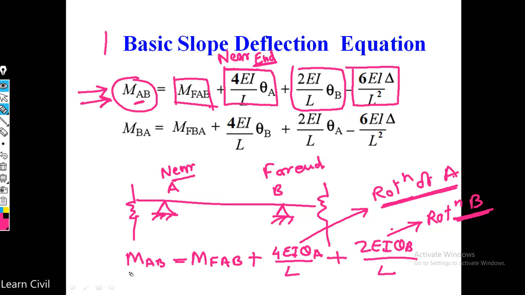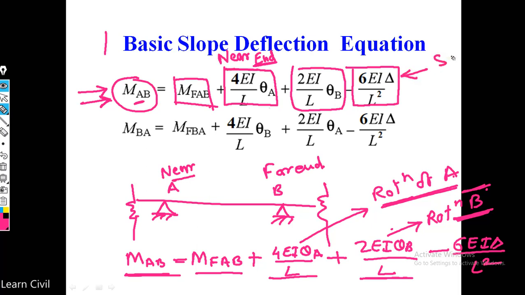So the final end moment AB is the sum of fixed end moment AB plus the moment developed due to rotation of the near end plus the moment developed due to rotation of the far end. This B is the far end. Minus 6 EI delta upon L square, which is the bending moment developed due to settlement or sinking of support, if there is any.